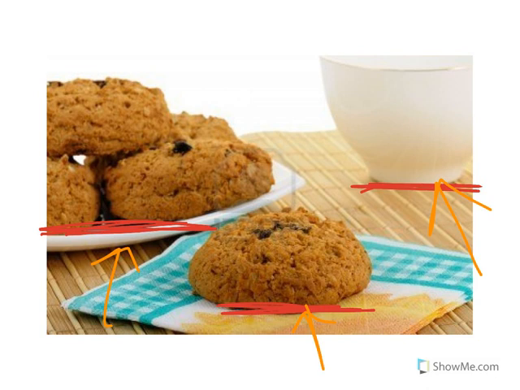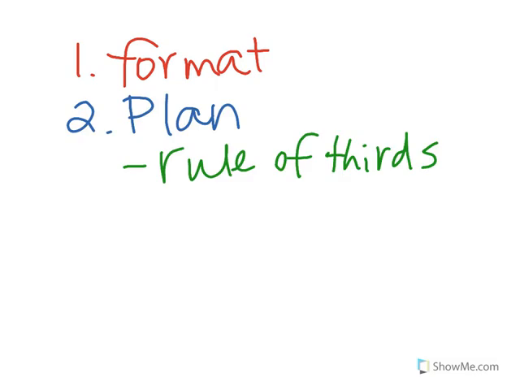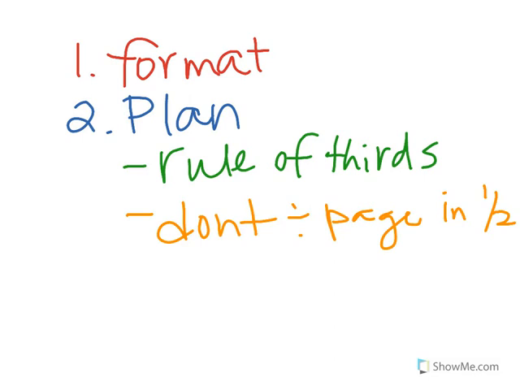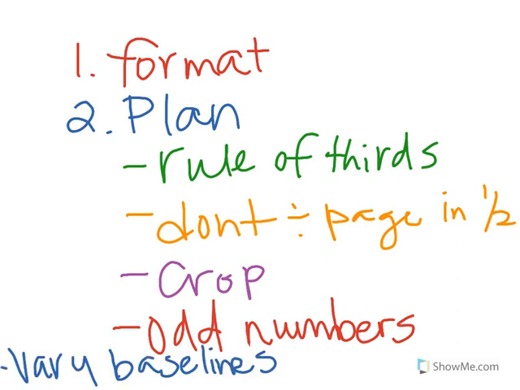So to recap all of this and to summarize everything, first you take into consideration the format, the shape of your paper. Second is to plan it out. So you're going to use the rule of thirds. You're not going to divide the page in half in any direction. You're going to make sure you crop your image so that it goes off the sides of the paper to break up that negative space. You want to use odd numbers. You want to vary the baselines of your objects. And then you're going to create the illusion of space and depth. So that's it for creating a good composition and the basics of that. Once you know the rules, then you can go and break them.